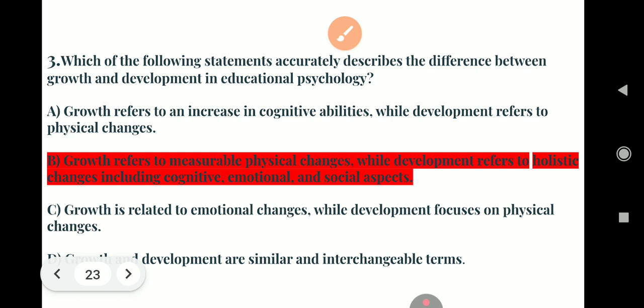If you take option C, growth is related to emotional changes while development focuses on physical changes. Growth doesn't measure these emotional changes. As I told you many times, growth is quantitative, and it doesn't give any value or measurement to your emotional changes. While development focuses on physical changes, no, it is holistic. It doesn't measure physical changes alone. Growth and development are similar and interchangeable terms. No, they are not similar. So option B will be correct.